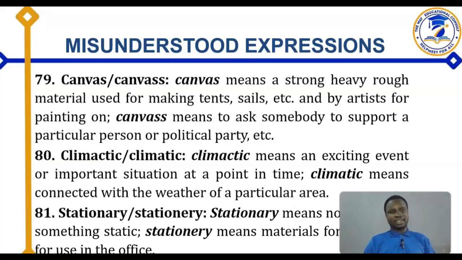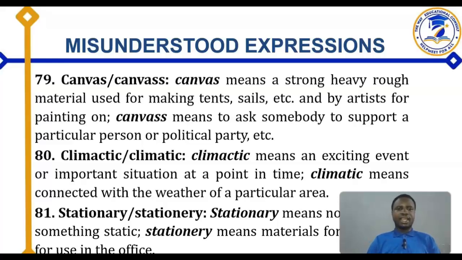Canvas and canvass. Canvas means a strong, heavy, rough material used for making tents, used for making sails, and used by artists for painting on. That rough, strong material that they paint or draw on is called canvas, right? Then to canvass, look at the spelling, means to ask somebody to support a particular person or political party. So what they do when they campaign, when they go from house to house and they tell people to vote for them, what they are doing is that they are canvassing for votes.